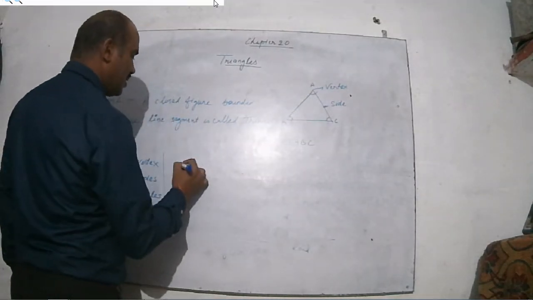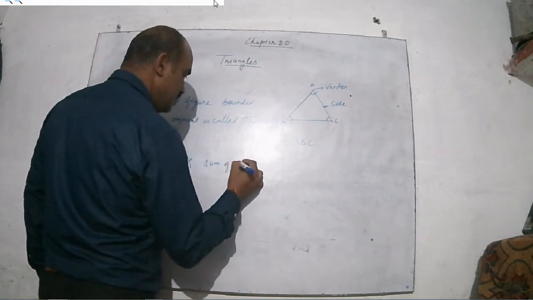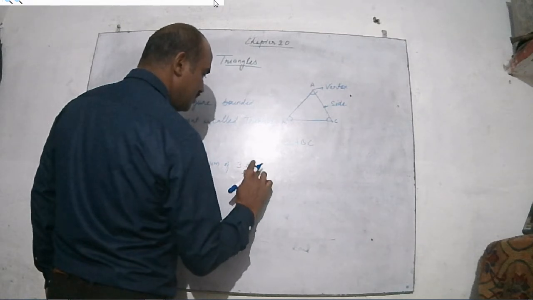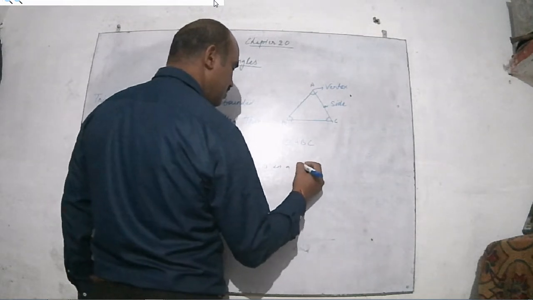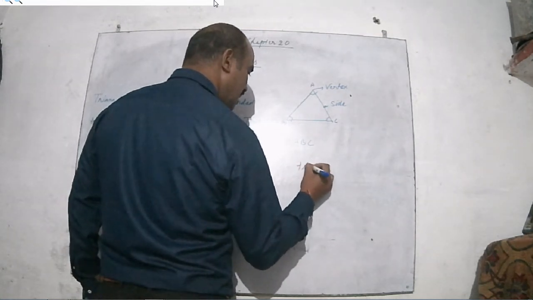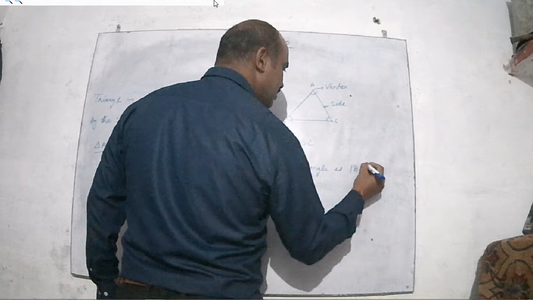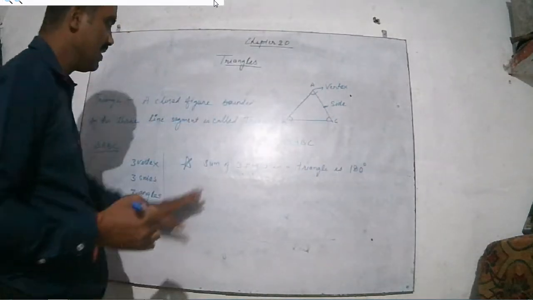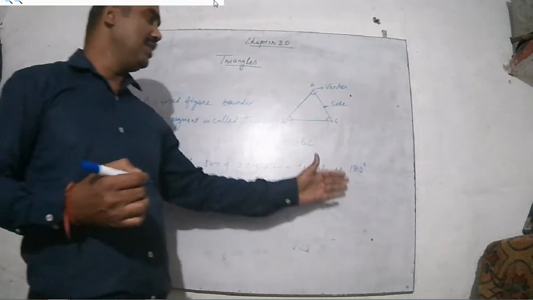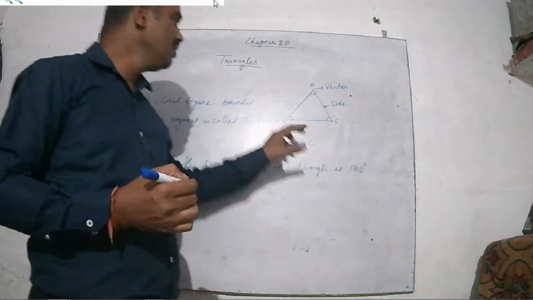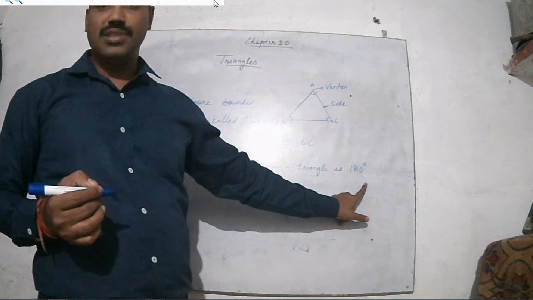One more very important concept here is that the sum of the 3 angles in a triangle is 180. This is the concept you have to keep in mind. By adding them you get how much? 180 degrees.